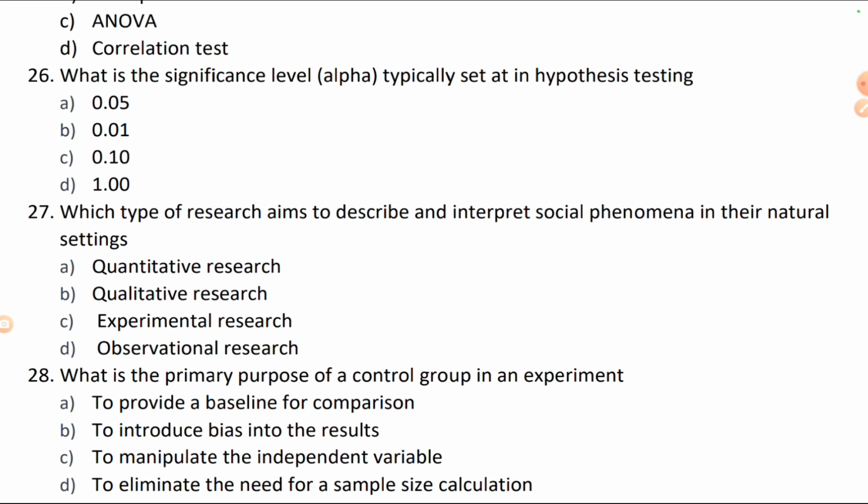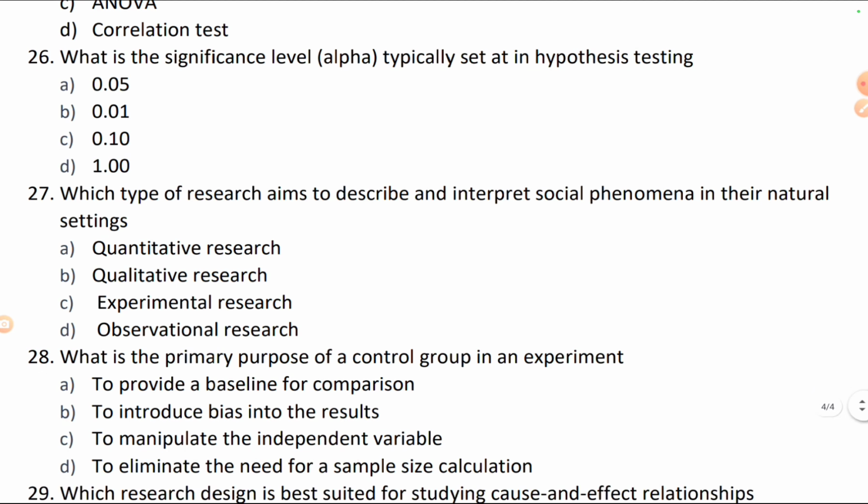What is the significance level typically set at in hypothesis testing? Option A, 0.05, option B, 0.01, option C, 0.10, and option D, 1.00. The answer is option A, 0.05.